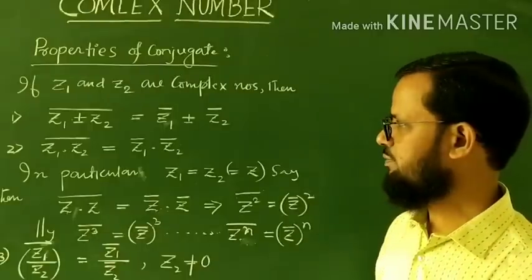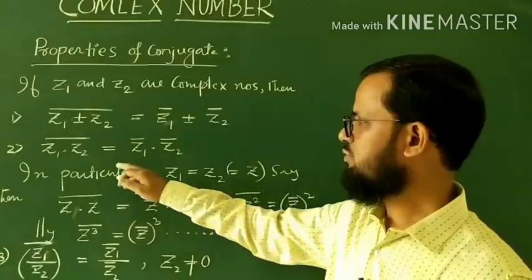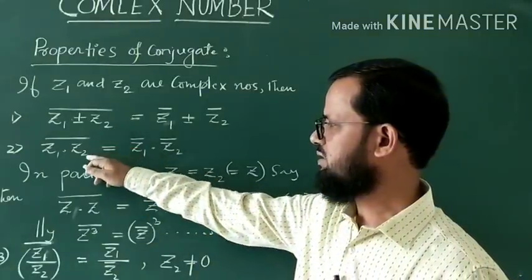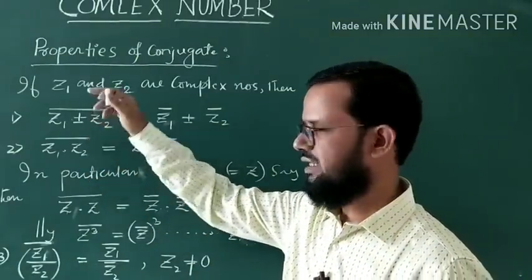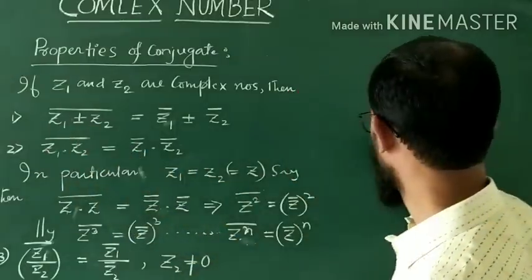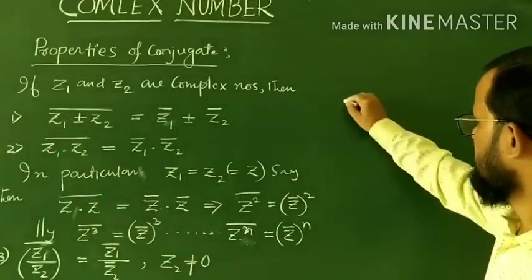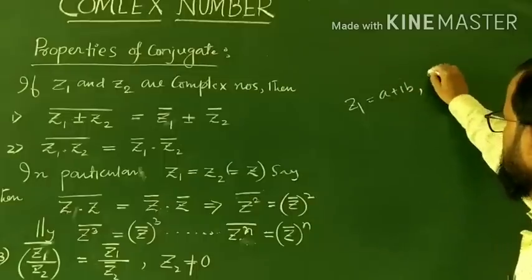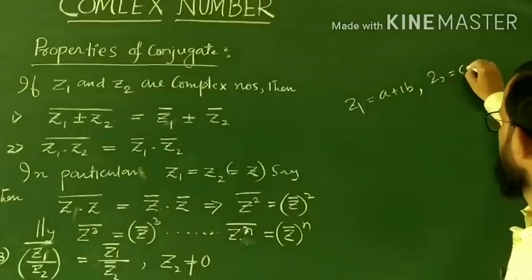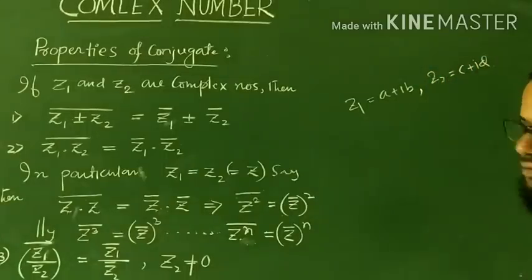Okay, these are the properties. You can prove it. Suppose I am taking this to, ये तो proof करना काफ़ी easy है, suppose इसमें एक proof कर ले. Suppose roughly I am going to prove it. Suppose Z1 equal to A plus IB, and Z2 equal to C plus ID. Okay, these are the two complex numbers.